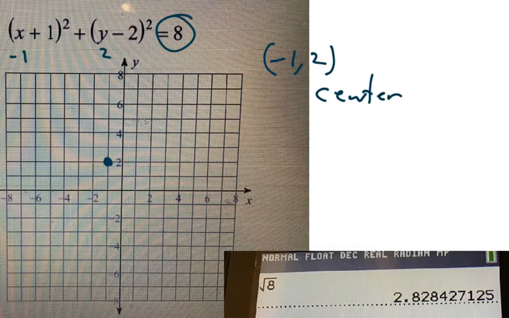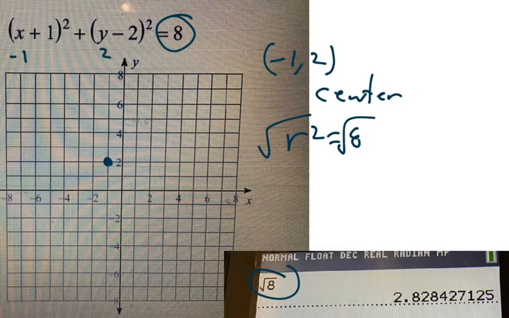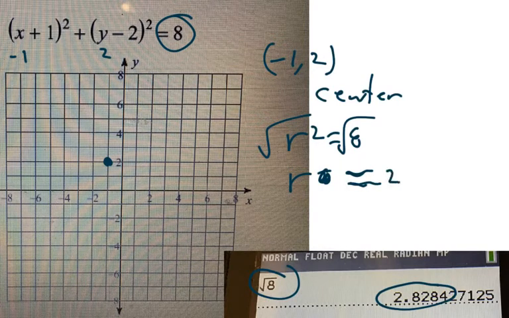Next, what about the radius? Ooh, it's not a perfect square. Well, if r squared is 8 and I take the square root, if you look on the bottom of my screen right here, guys, that's why I did it. The square root of 8 is 2.828. So radius is approximately, we use a little squiggly equals there, 2.8, right?